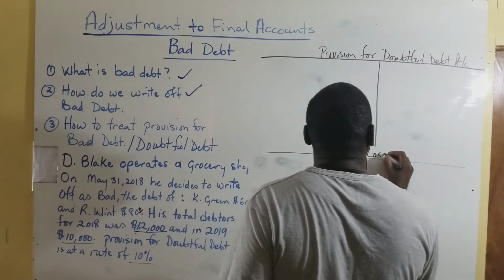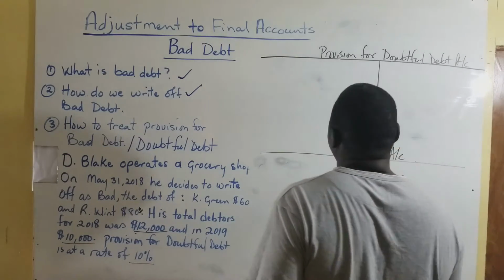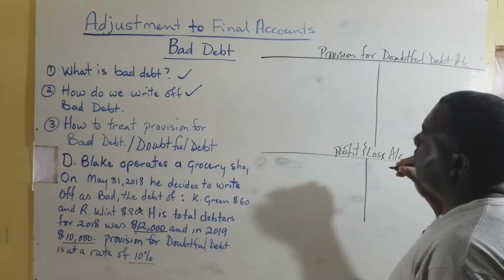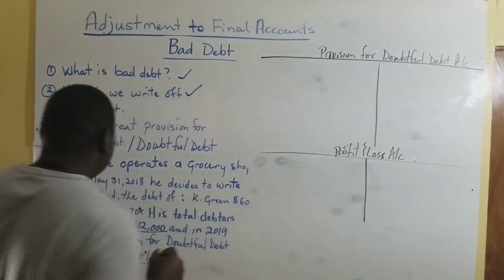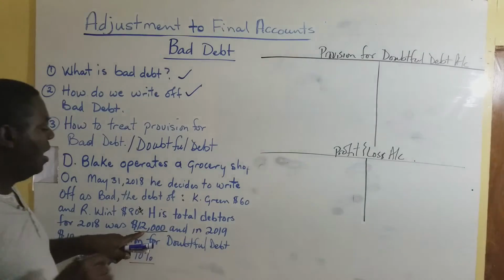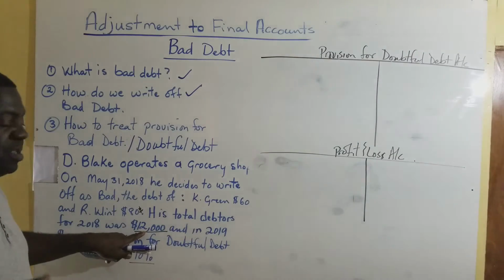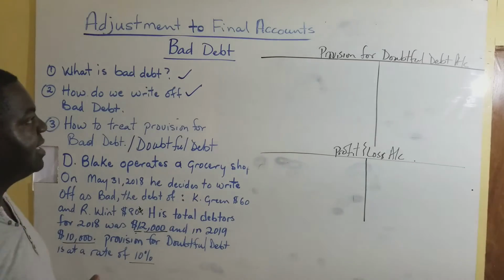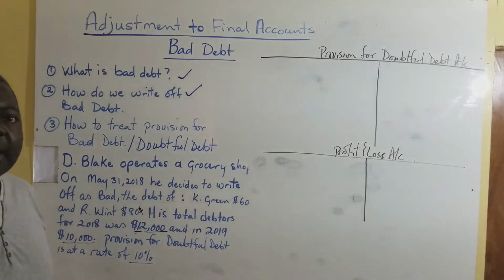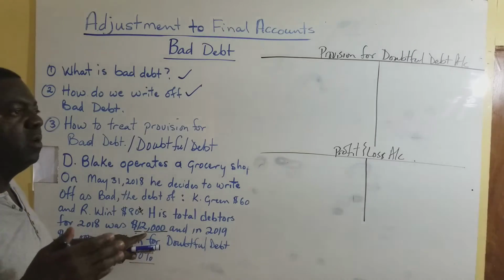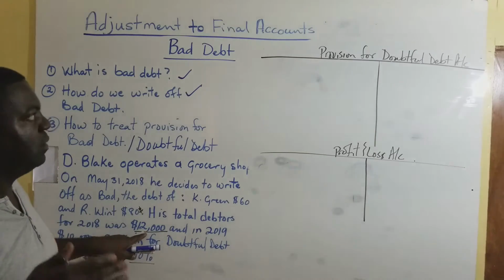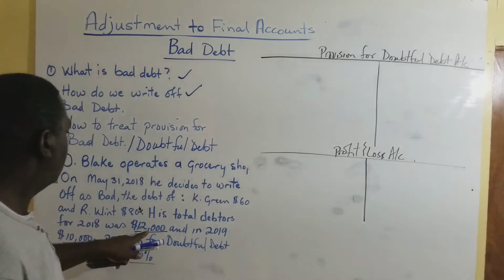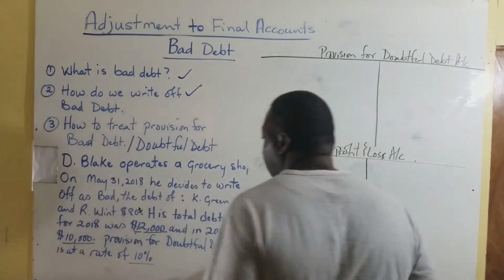Profit and loss account. All right. Now, let's do this quickly. In 2018, we have total debtors, the amount owing to us, of 12,000. And we are saying it is likely that 10% of this figure we will not get back. So we're going to provide for it. 10% of the 12,000 is 1,200.